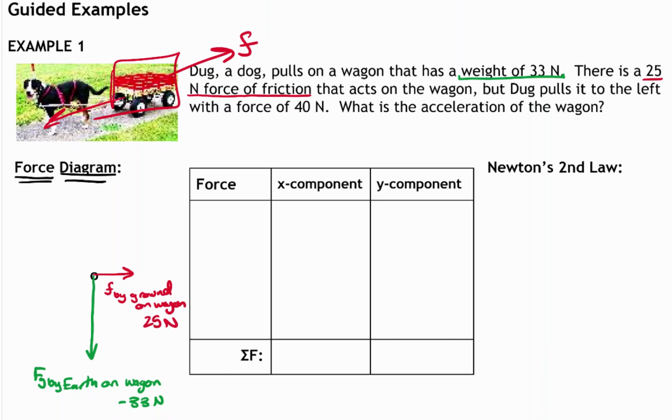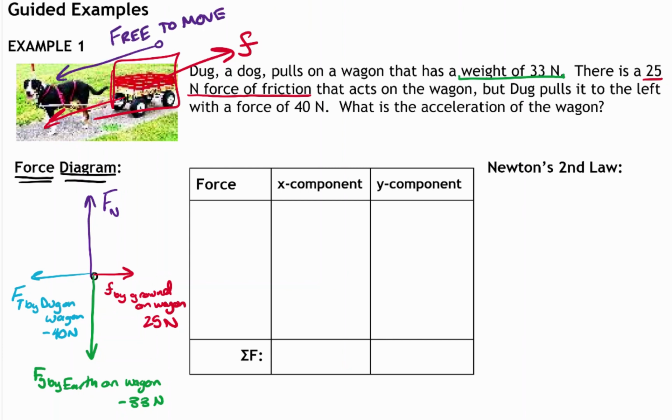Doug pulls it to the left with a force of 40 newtons. He's wearing a harness, so we'll say that's a force of tension to the left by Doug on the wagon. And because it's leftward, it'll be a negative 40 newton force. The normal force by the ground on the wagon will be upwards because that's perpendicular to the ground. The wagon is free to move from side to side.